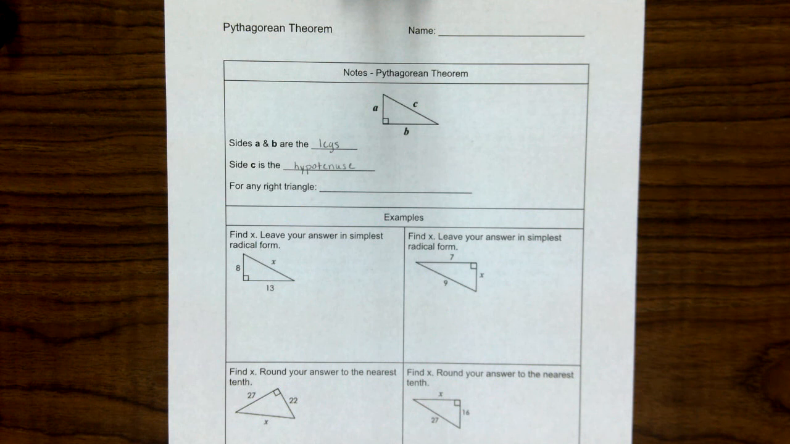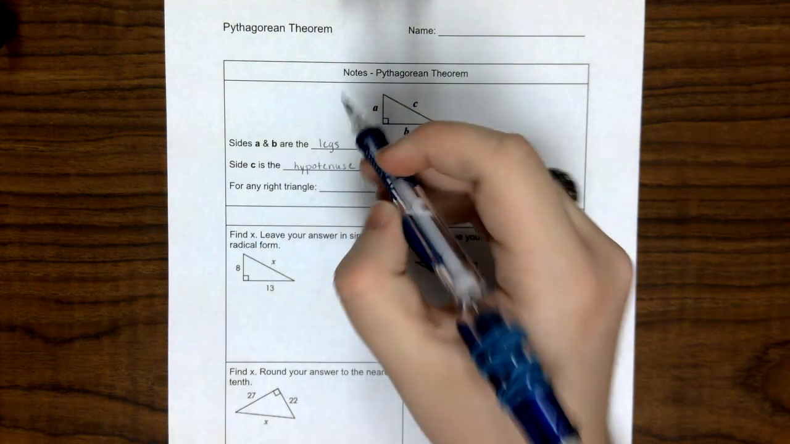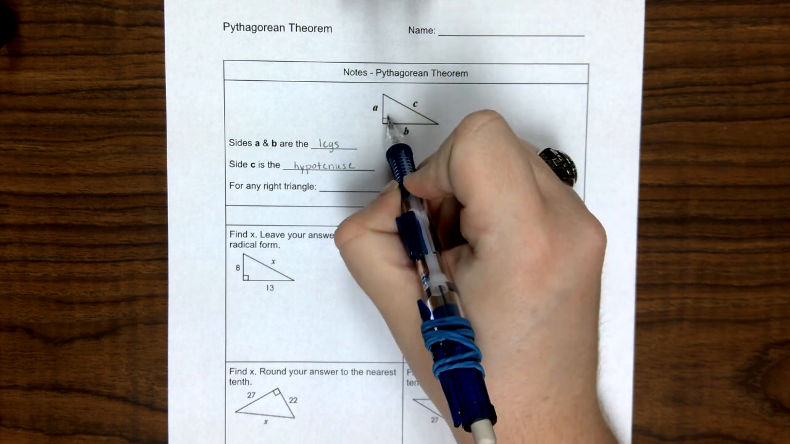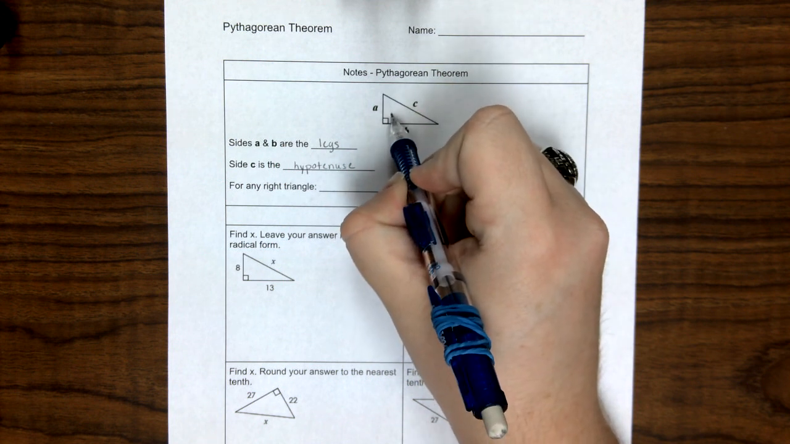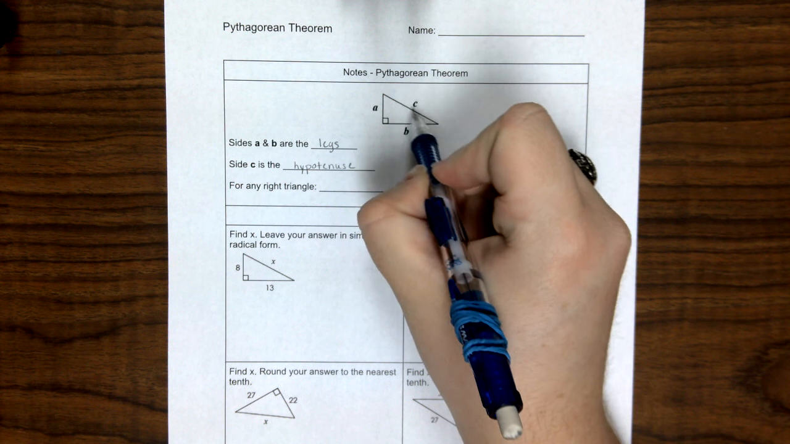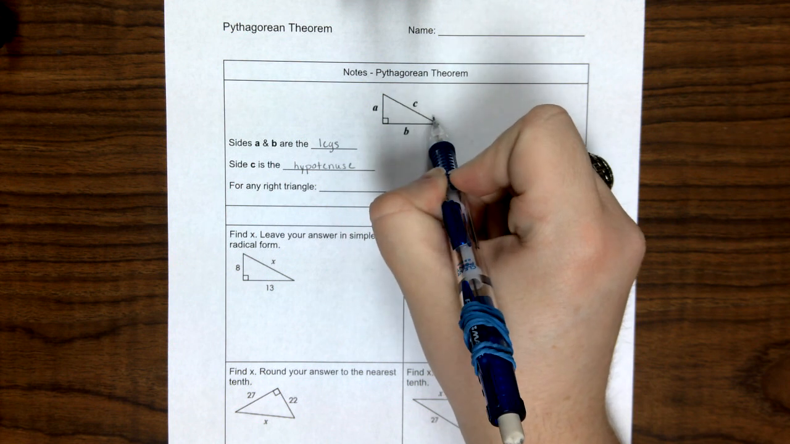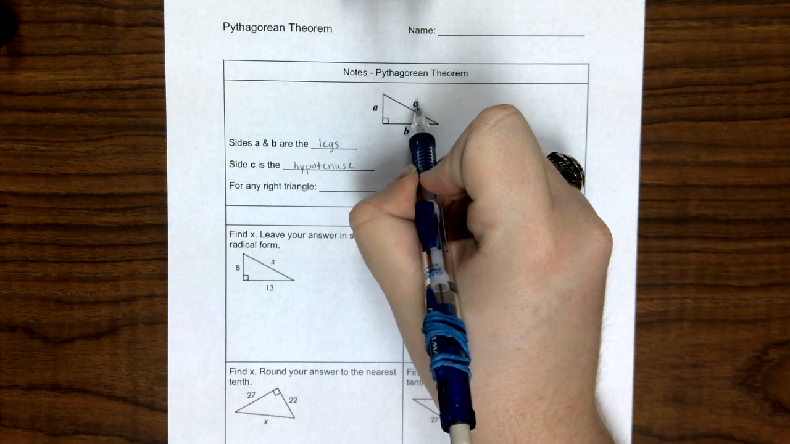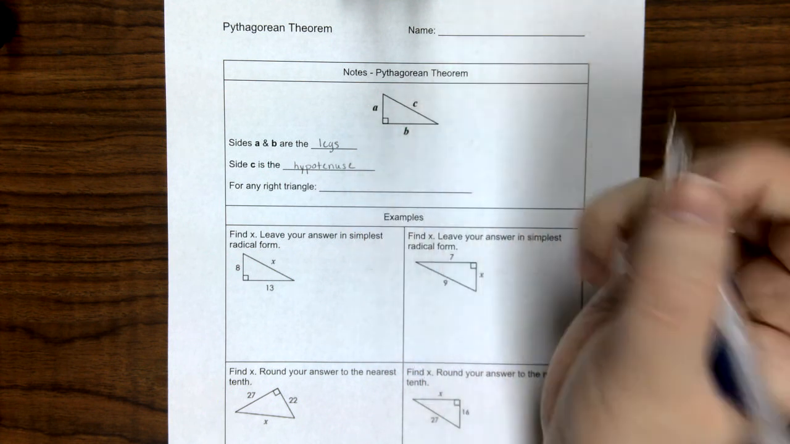And the way we tell that that's a hypotenuse is because a hypotenuse is always the side across from the 90-degree angle. So here's your 90-degree angle. You look across the triangle, that's going to be your longest side for any right triangle. It's usually labeled C. It doesn't have to be, but it's usually labeled C.